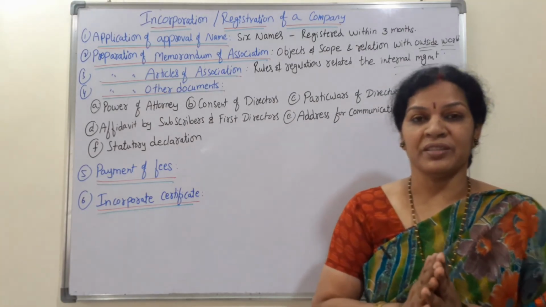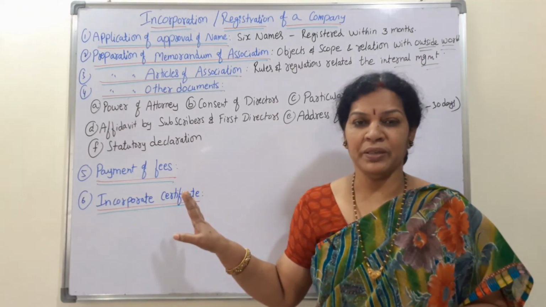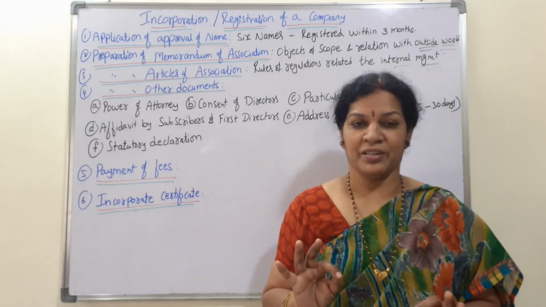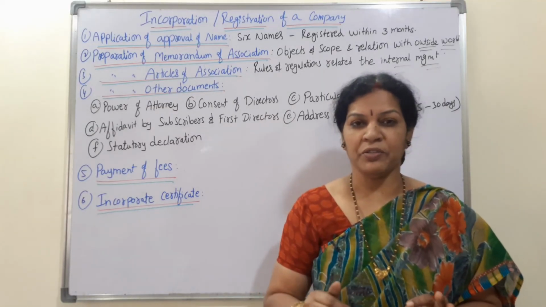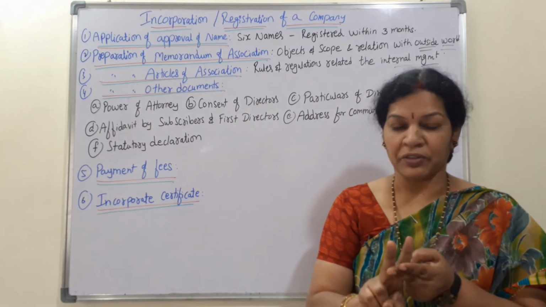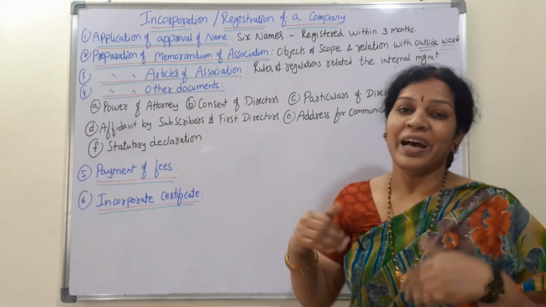So after this, the next, third step will go. Did you follow this? Registration of the company, incorporation of company. How to remember this? I'll tell you simple tips. Remember point wise. First point is application for approval. Second one, Memorandum of Association. Third one, Articles of Association. Then fourth one, other documents.